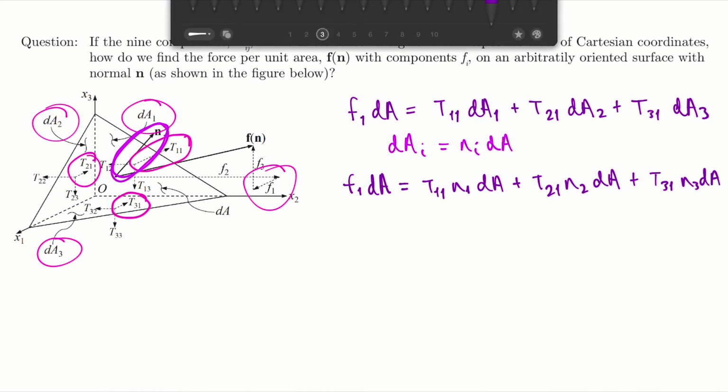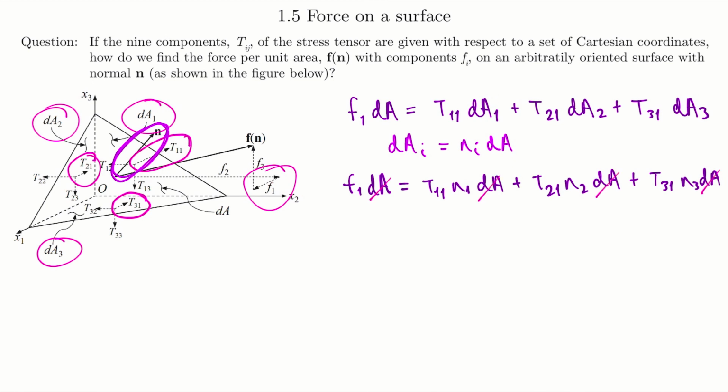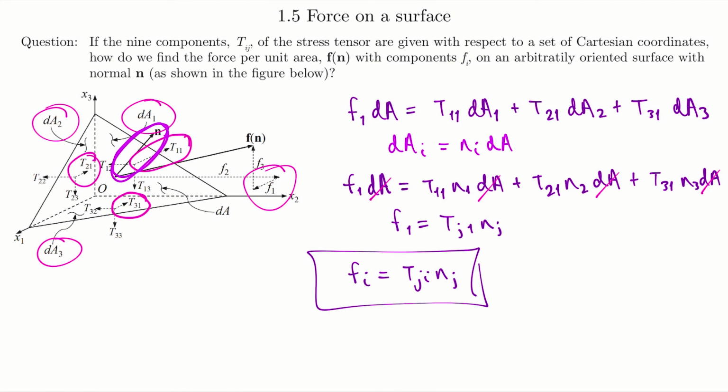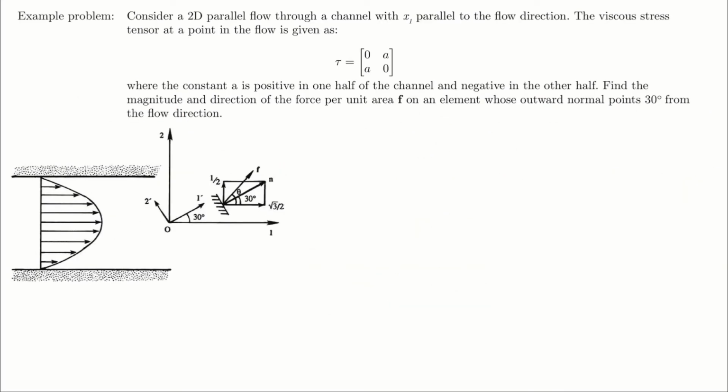Now we can divide out the dA's, right? And we have F1 equals T_j1 n_j, if we use our index notation, right? Summation is implied. Or more generally, for any component of our force, we can write it like this, F_i equals T_ji n_j. Okay, so there's index notation helping us to write out the force on an arbitrarily oriented surface. I'm going to box this too, because this is an important equation that we've just figured out. Can do a little example problem here too, just to make sure it's clear.